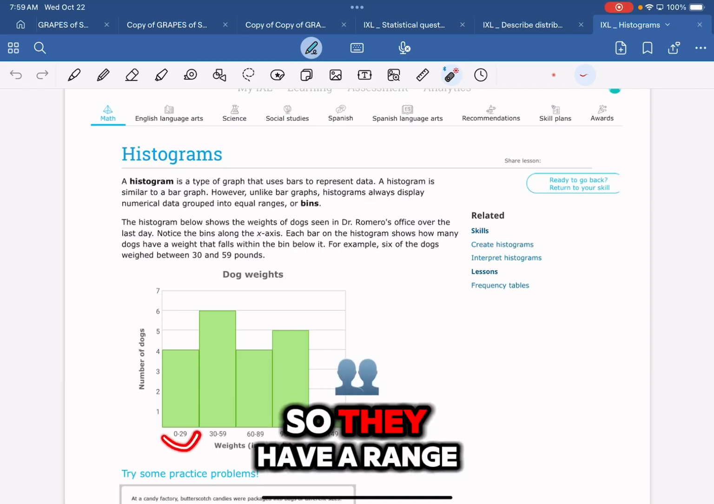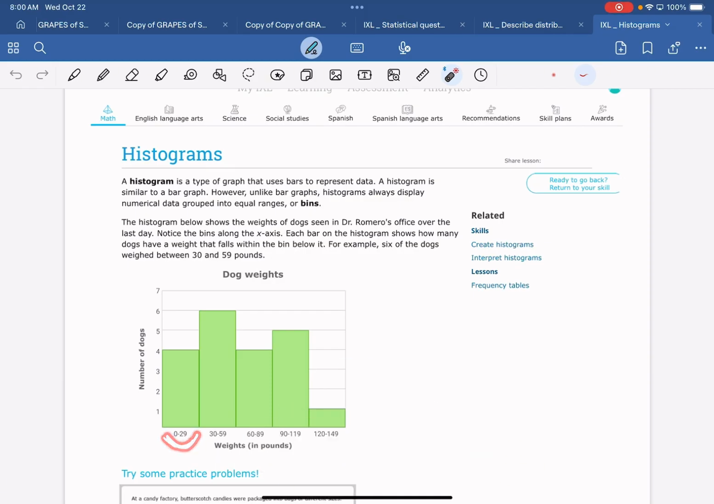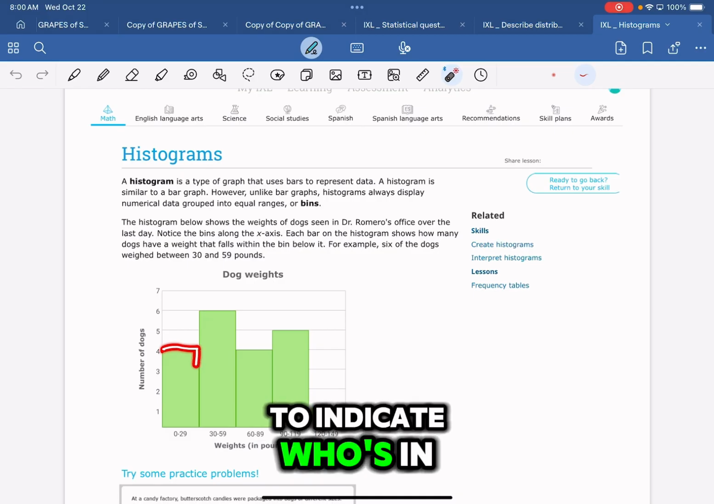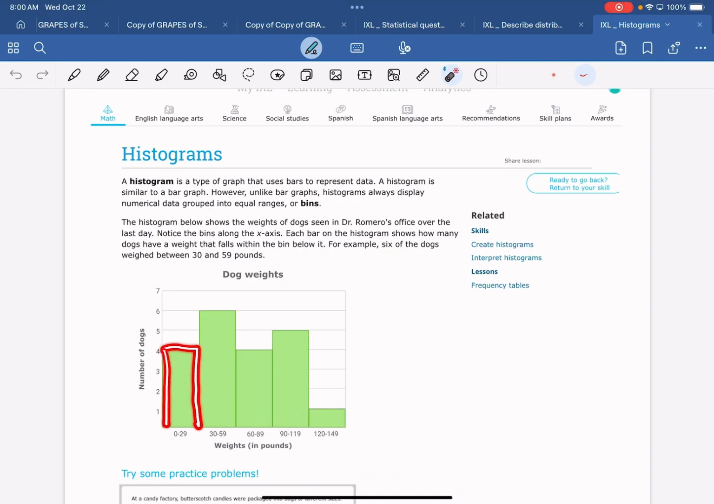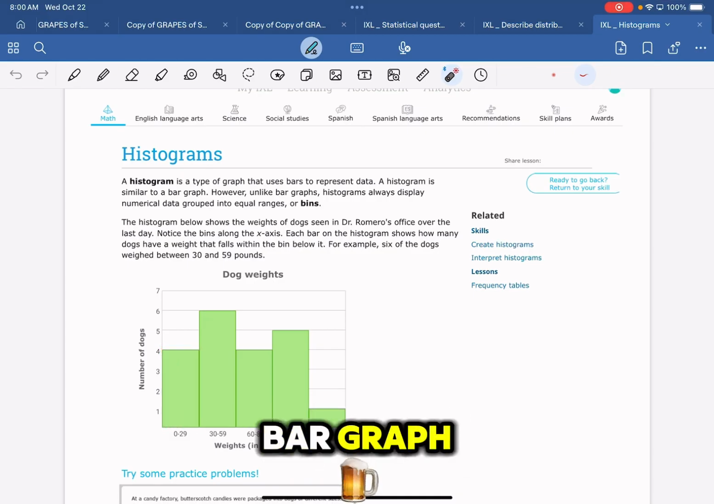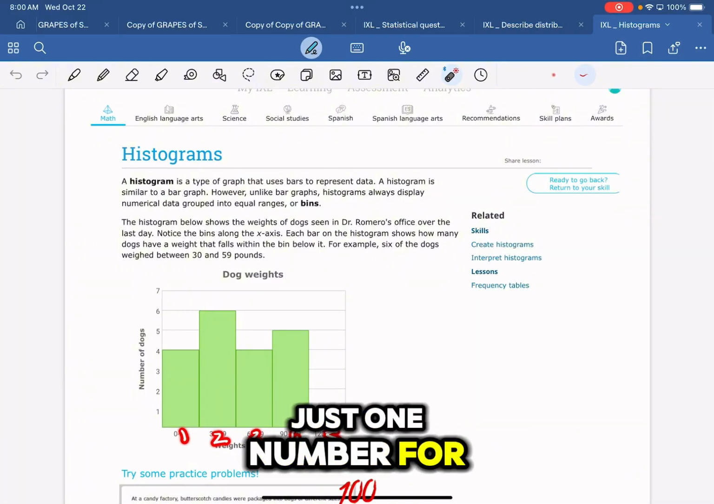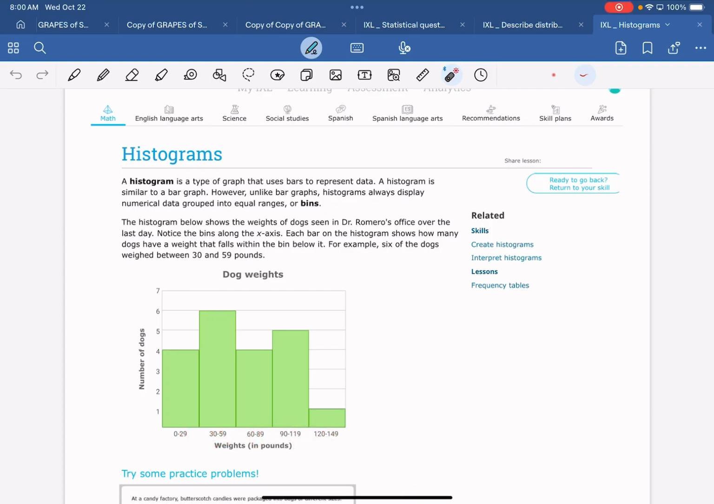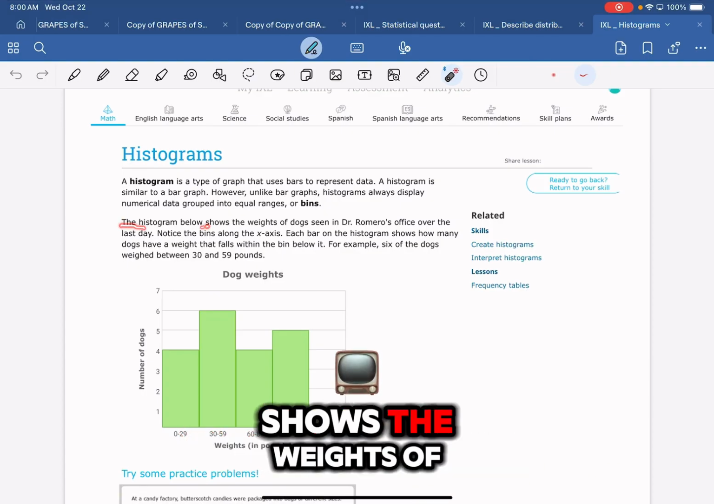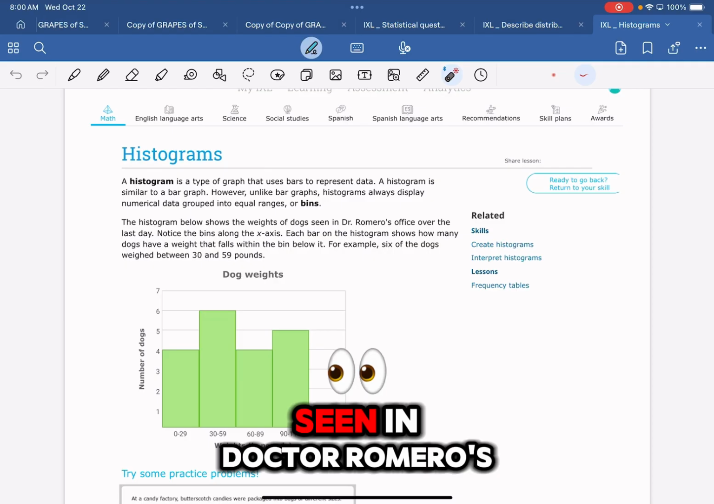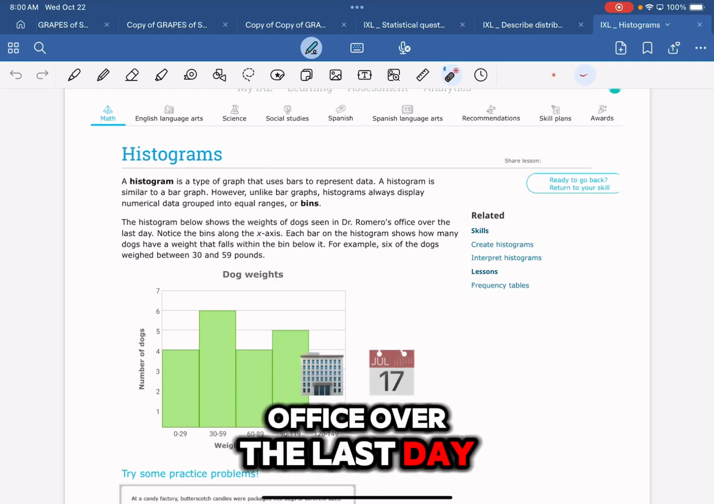So they have a range down here with the bar graph to indicate who's in that range, as opposed to a bar graph that may only have just one number for each bar. So the histogram below shows the weights of the dogs seen in Dr. Romero's office over the last day.